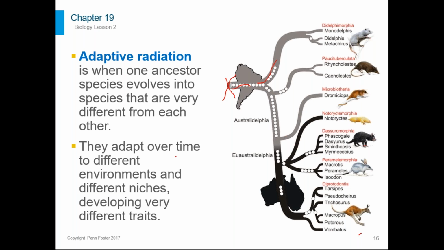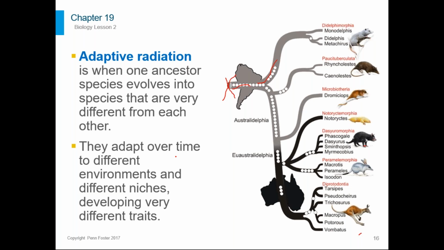And again, this is because they're in different environments. So as they move to climates that are colder or drier or wetter, you end up having different niches to fill, so you get different traits.